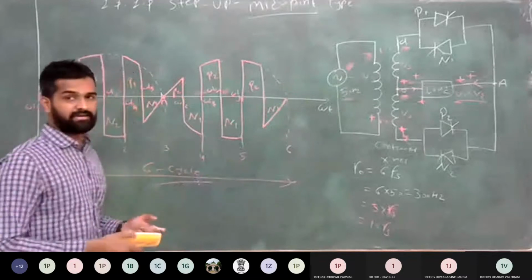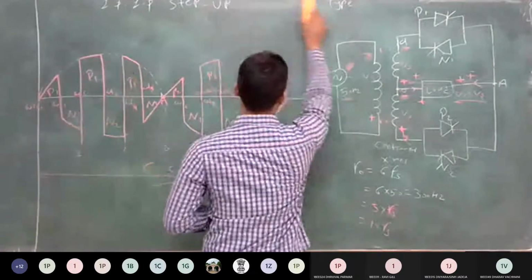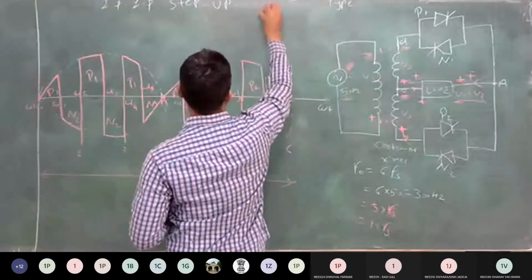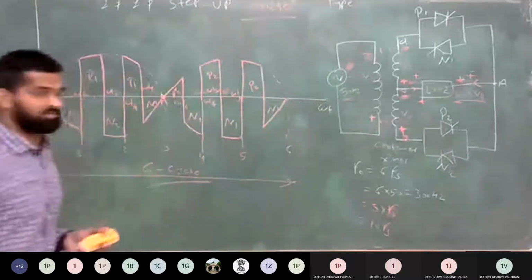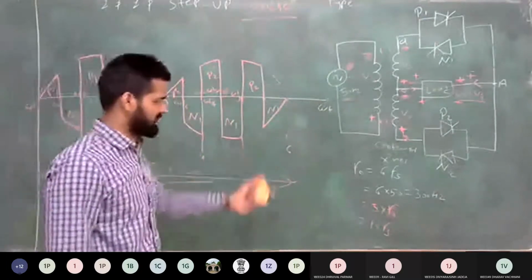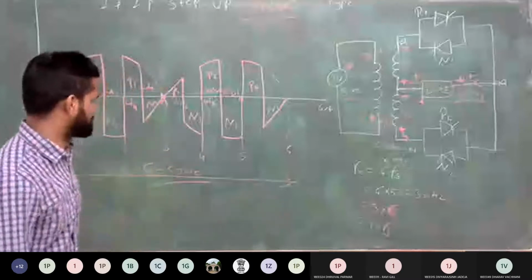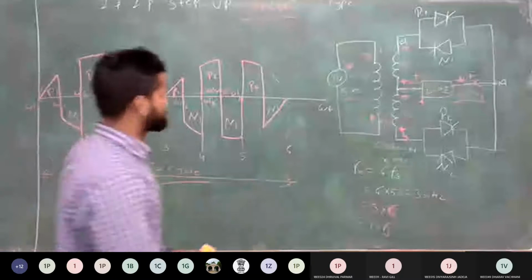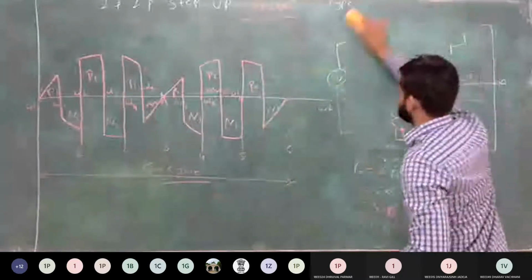The same waveform you can get, but by using the bridge configuration. This is the midpoint configuration, and this is the bridge configuration. All of you please draw the waveform with me so that you don't take time. I think all of you have learned this and understand this waveform easily. Okay, so let's draw the circuit diagram of the bridge configuration.